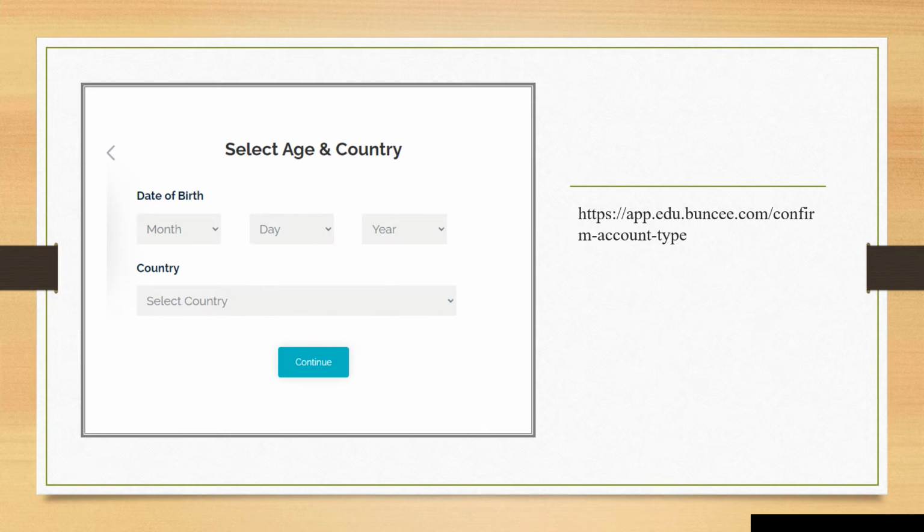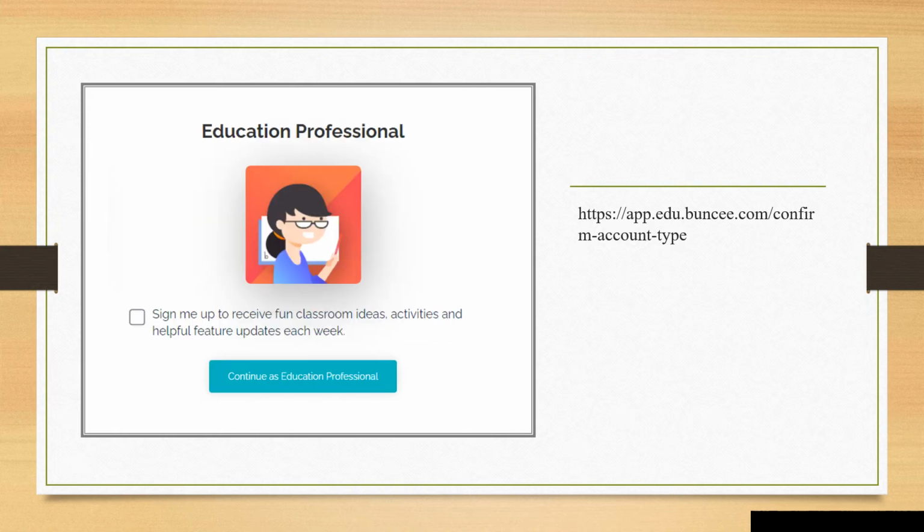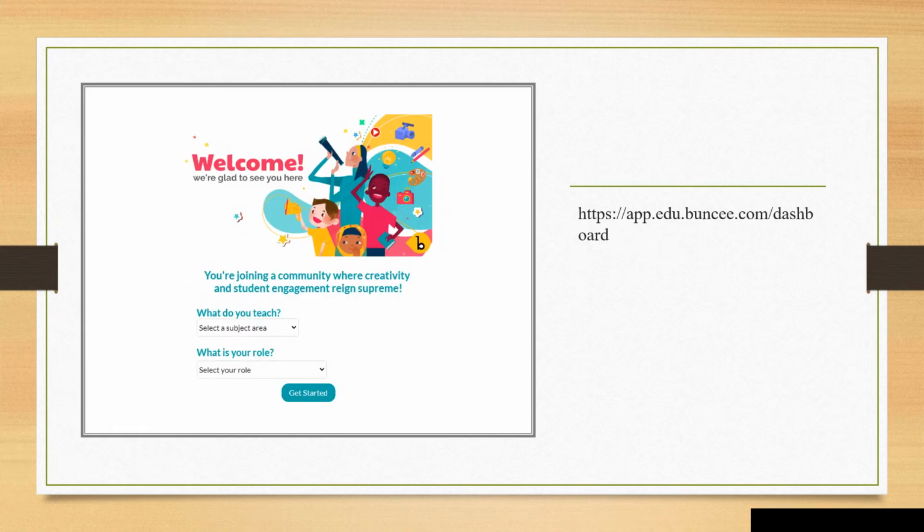Now you will choose your age and country. Choose your birth month, your birthday, your birth year, and the country where you are residing. Now you will click that little white box that says sign me up to receive classroom ideas, activities, etc. And then you will click the blue-green box that says continue as whatever you chose. I chose Education Professional. Now you are at the welcome screen.